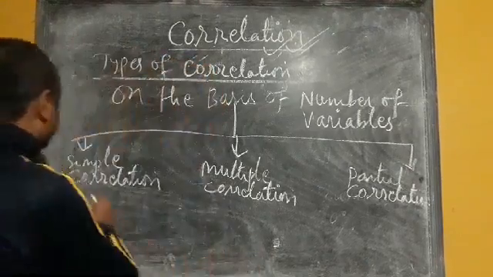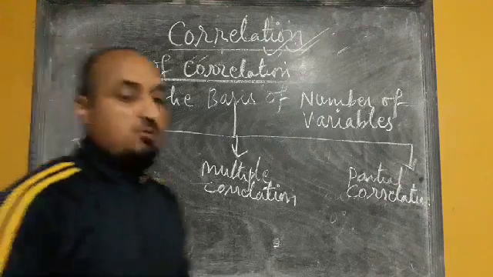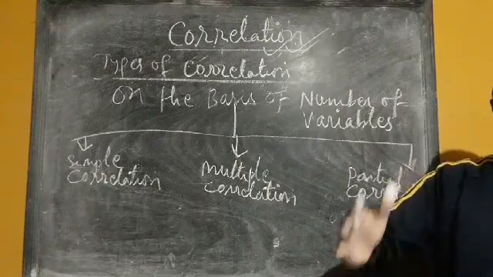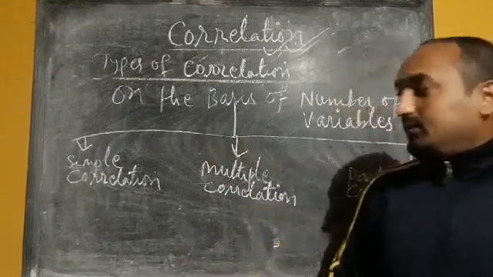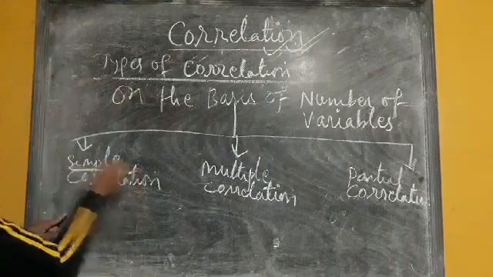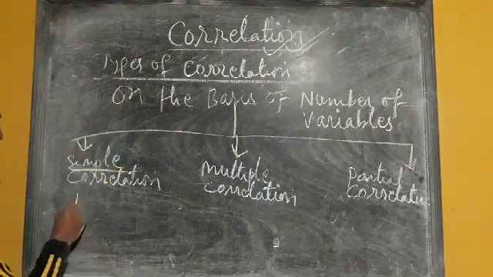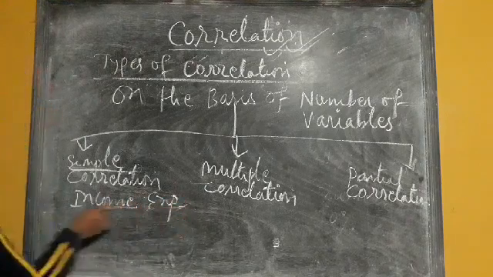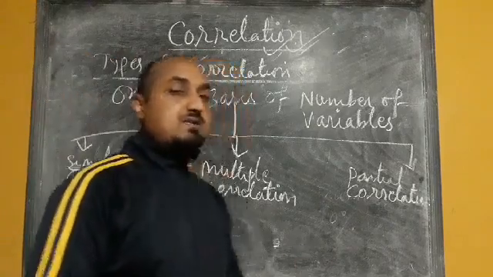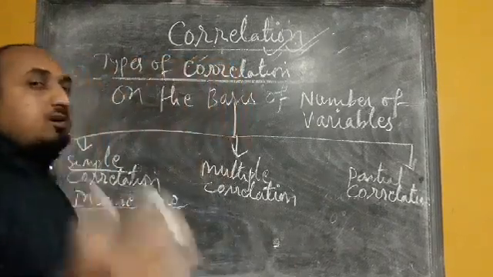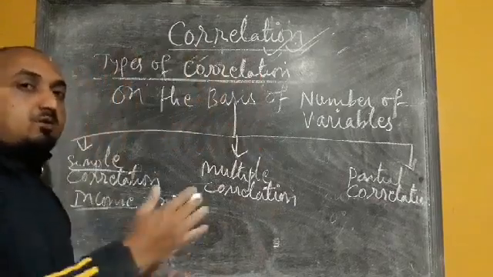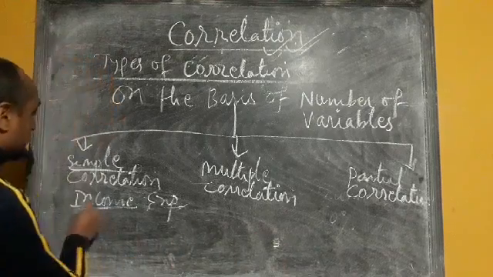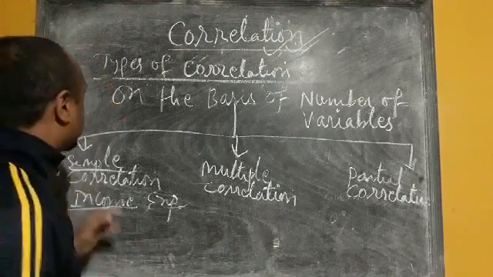So first let's consider simple correlation. In the case of simple correlation, it shows the change in the value of one variable and the value of the other variable. Let's take the example of income and expenditure. When your income is changing, your expenditure is also changing. When your income increases, your expenditure will also increase. When your income decreases, your expenditure will also decrease. So this type of relationship is called simple correlation.